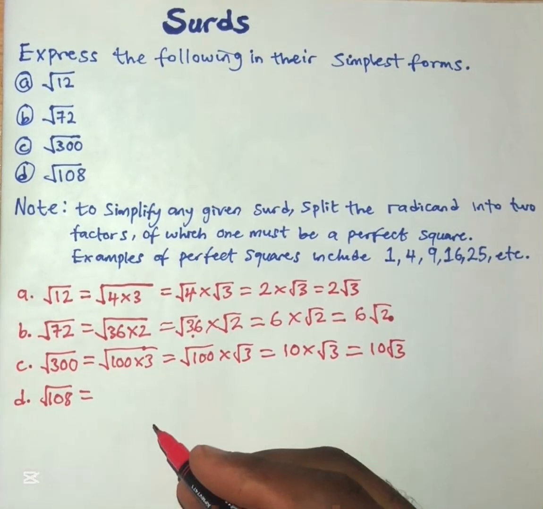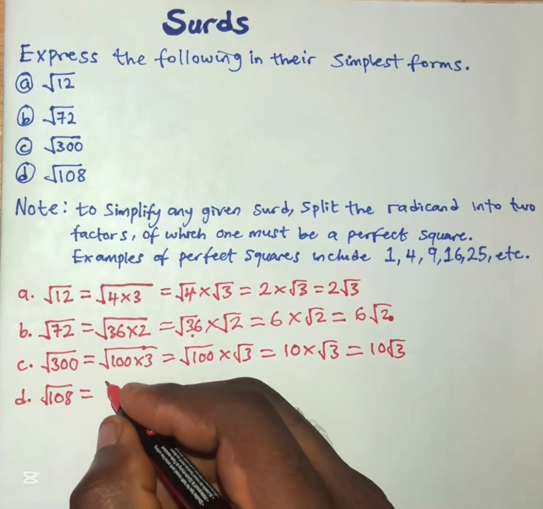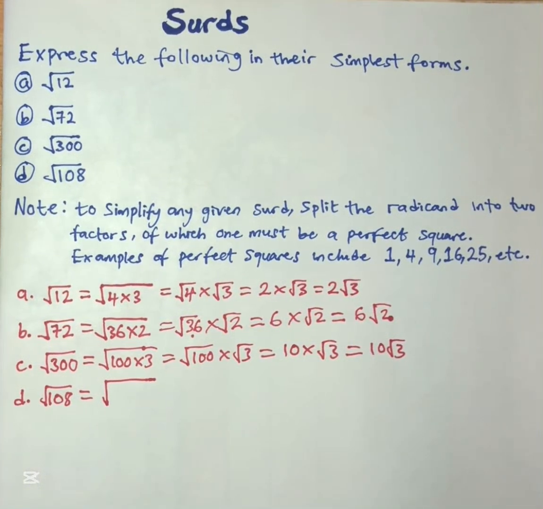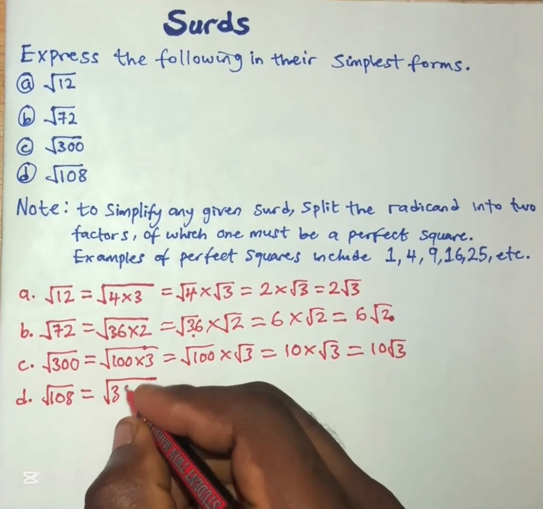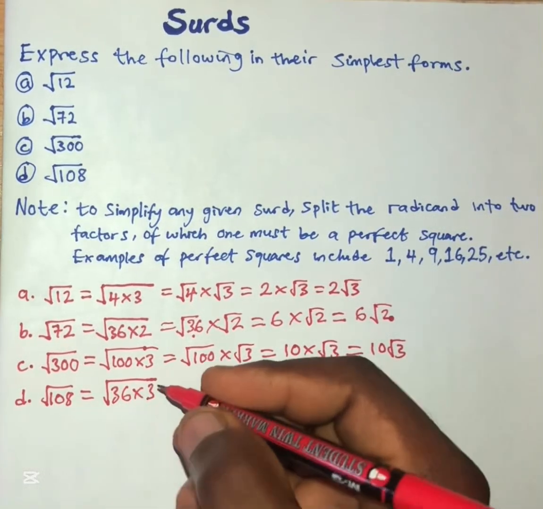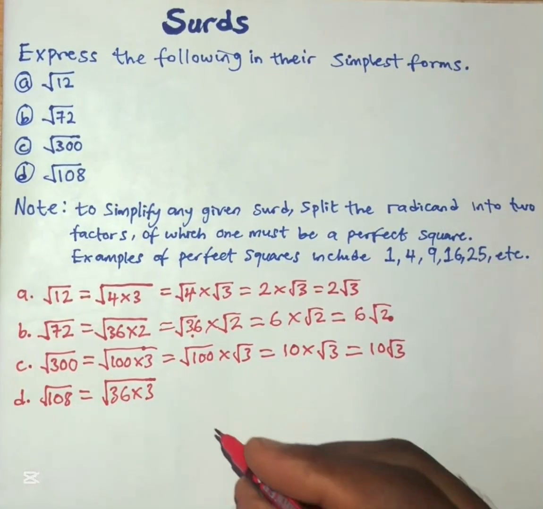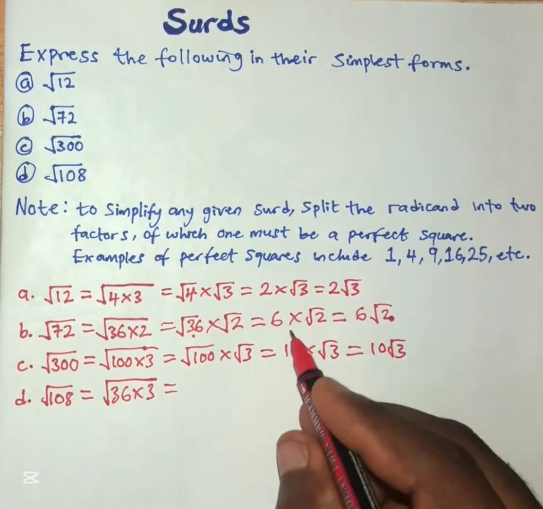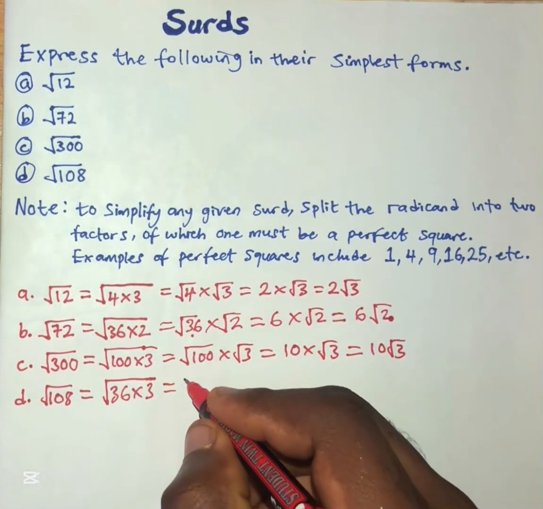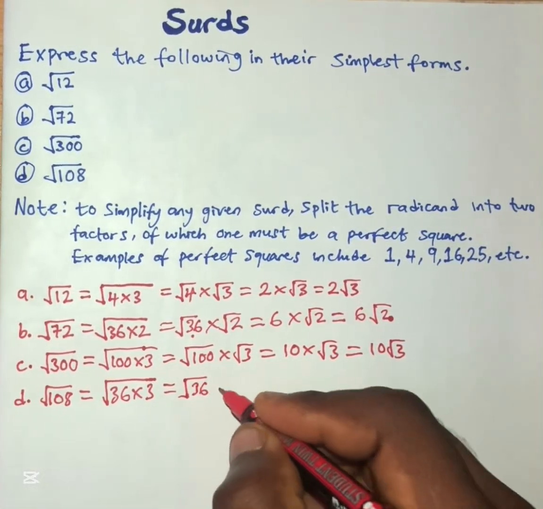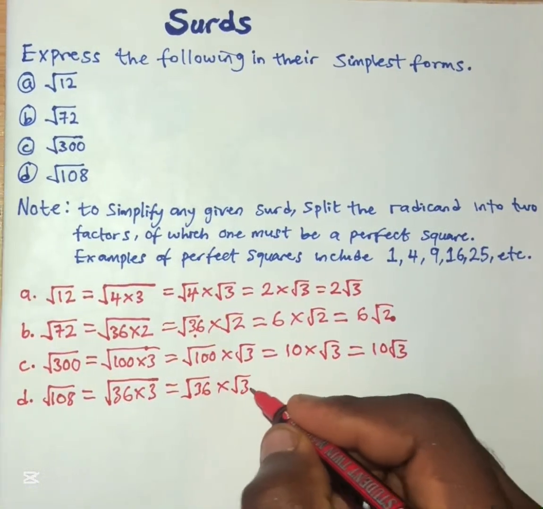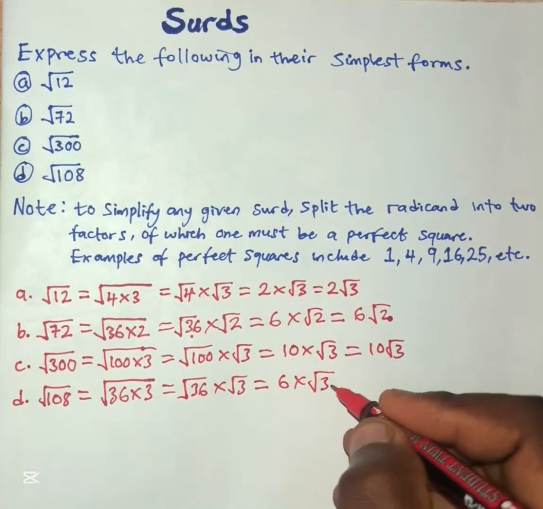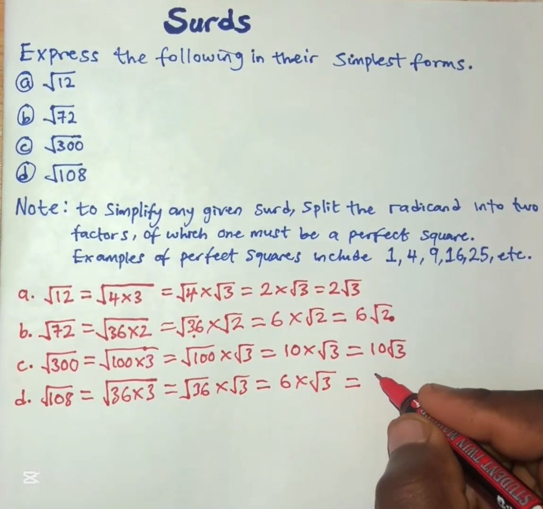Now, the last example here, I need to split 108 also into two numbers that when I multiply will give me 108. 36 times 3. If I multiply 36 by 3, the result is 108. Then like we did in B, you can see that the square root of 36 is 6. So it's going to be square root of 36 times the square root of 3. And this is going to be 6 times the square root of 3. And my answer is 6 root 3.